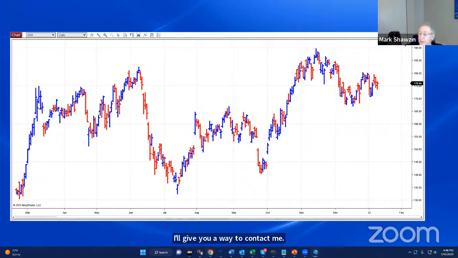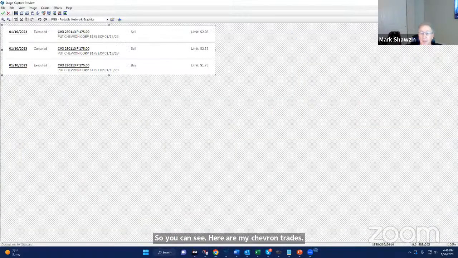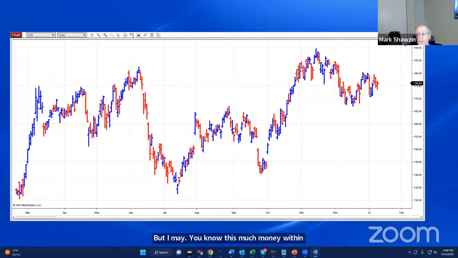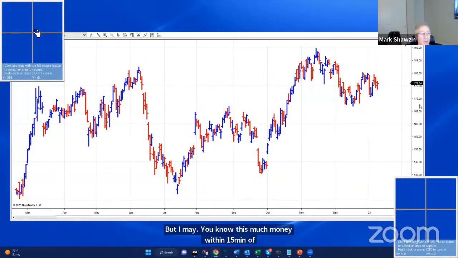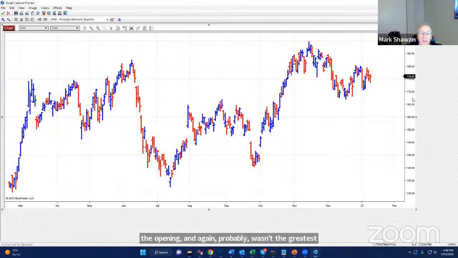So you can see here are my Chevron trades. I bought some at 1.75. I sold some at 2.08, and then I sold some at 2.35. And actually, I left a lot on the table. It probably went to almost $3. But I made this much money within 15 minutes of the opening. And again, it probably wasn't the greatest trade on earth, and that's why I took my profits very quickly.